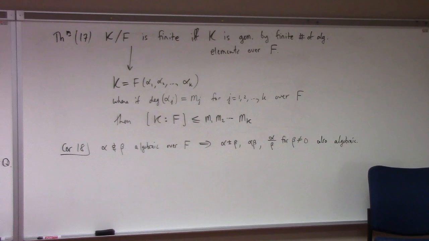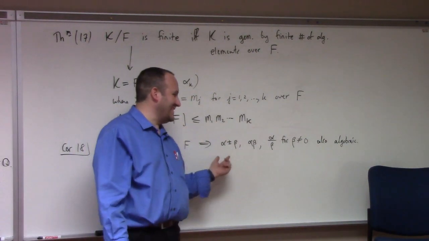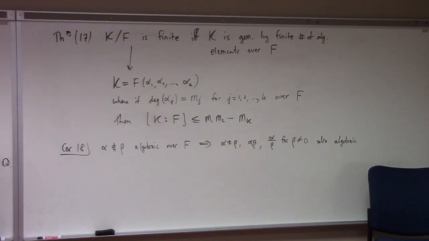But if you think about the task of just doing it directly, right? This is theoretically a very easy thing to argue, but look at what it means pragmatically. How do you actually build the minimal polynomial for these things? If you have the minimal polynomial for alpha, and the minimal polynomial for beta, what's the minimal polynomial for, like, alpha beta?